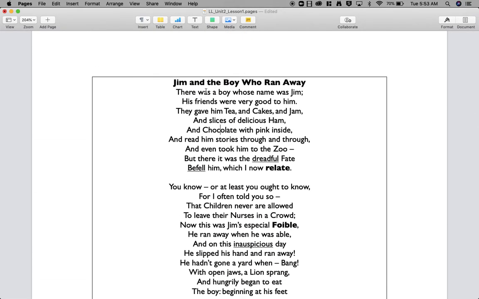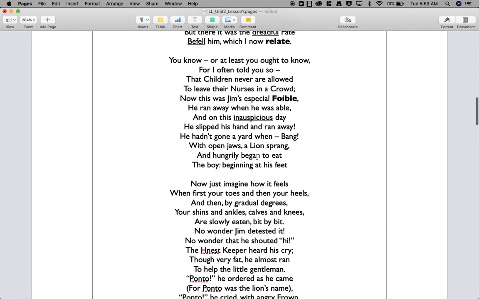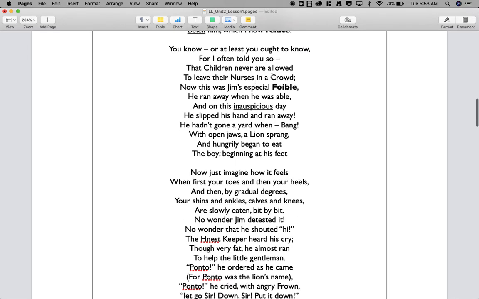Okay. The Boy Who Ran Away. There was a boy whose name was Jim. His friends were very good to him. They gave him tea and cakes and jam and slices of delicious ham and chocolate with pink inside, and read him stories through and through, and even took him to the zoo. But there was the dreadful fate befell him, which I now relate. You know, or at least you ought to know, for I often told you so, that children never are allowed to leave their nurses in a crowd.